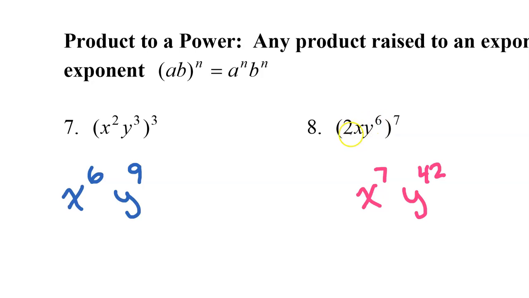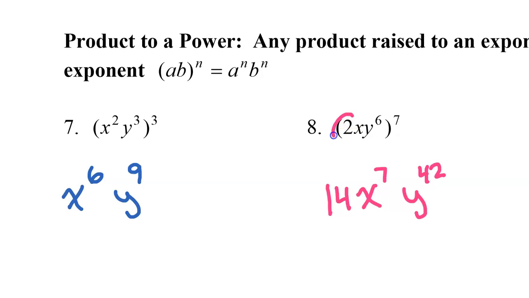A common mistake with the 2 and 7 is to put a 14. We get carried away with the multiplication. A power to a power, you multiply. 6 times 7, 42. So won't we have 2 times 7 is 14? No, because 2 is not a power. This is not a power raised to a power.